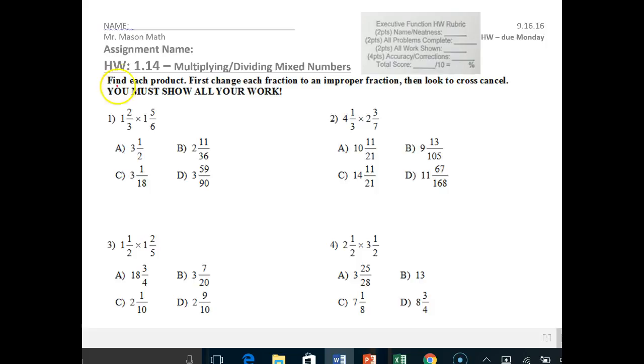So our first set of instructions says find each product, first change each fraction to an improper fraction, then look to cross cancel. You must show all your work. So we're going to go ahead and do this together.